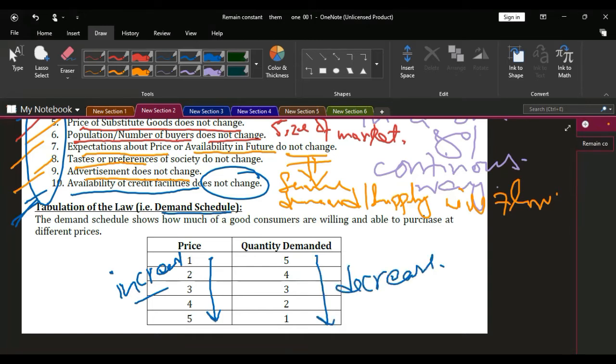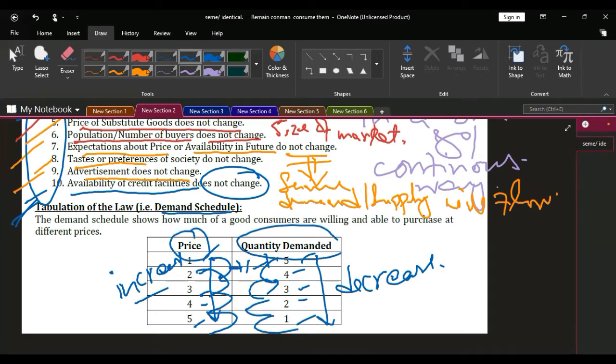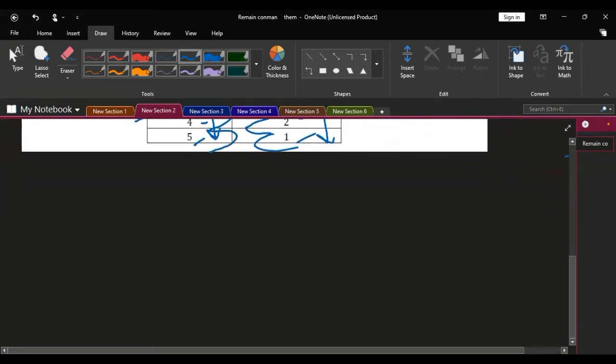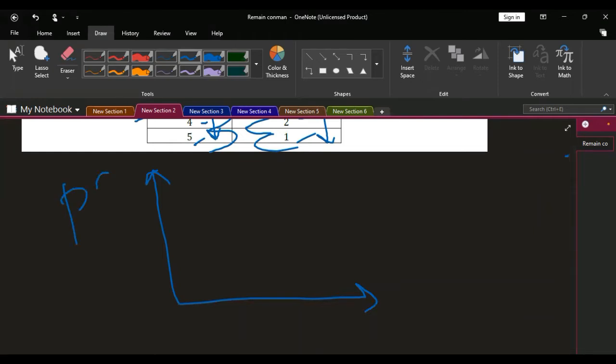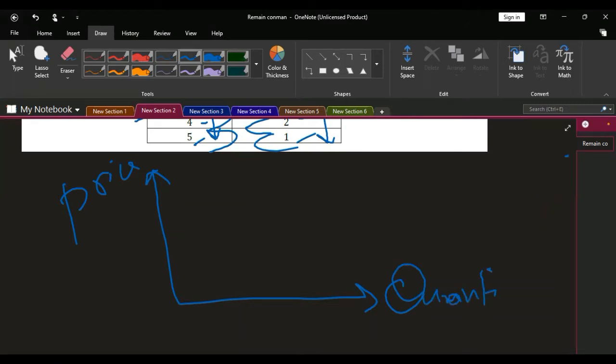So assume the values in order to make a diagram. Price: 1, 2, 3, 4, 5. Quantity demanded: 5, 4, 3, 2, 1. This is the change in the quantity demanded. If price is increasing by 1 point, then the demand is also decreasing by 1 point at each and every level. The same type of change is occurring between the price and quantity demanded. So let's make a diagram for a better understanding. Price is always taken on the y-axis, and the quantity demanded is always taken on the x-axis.